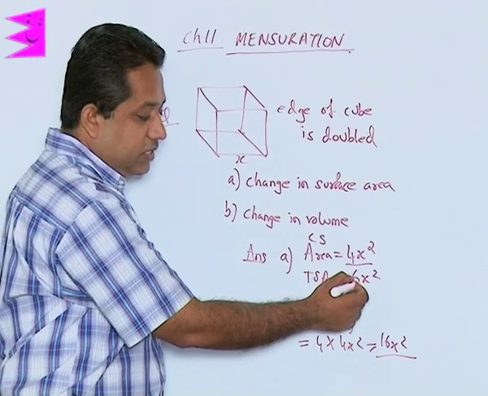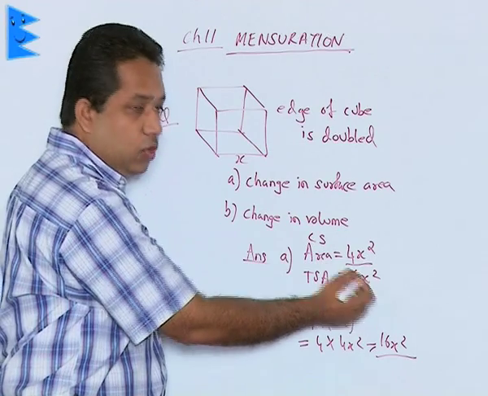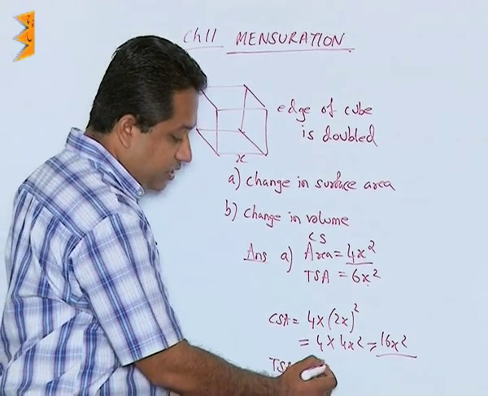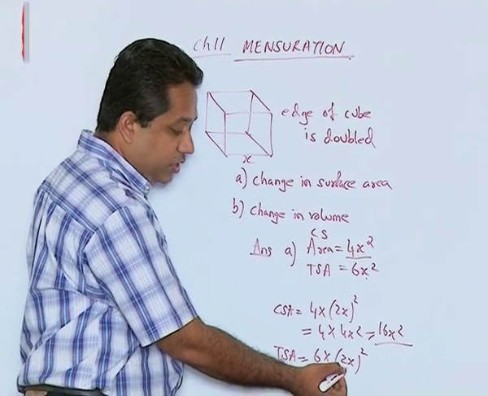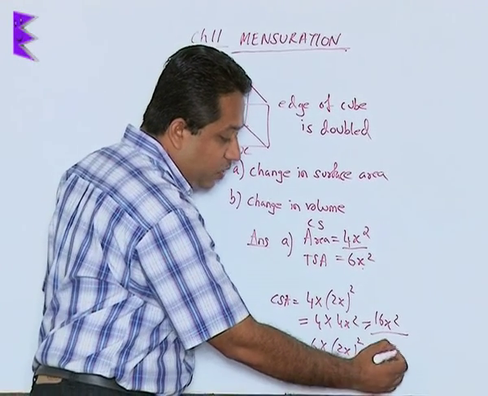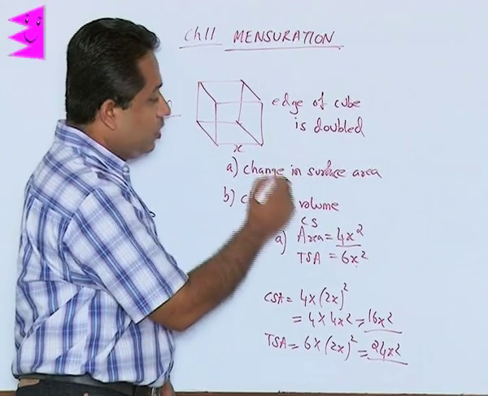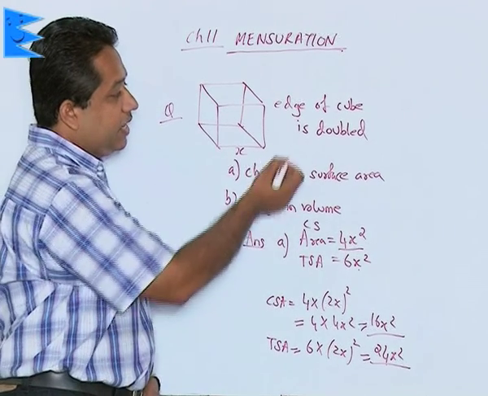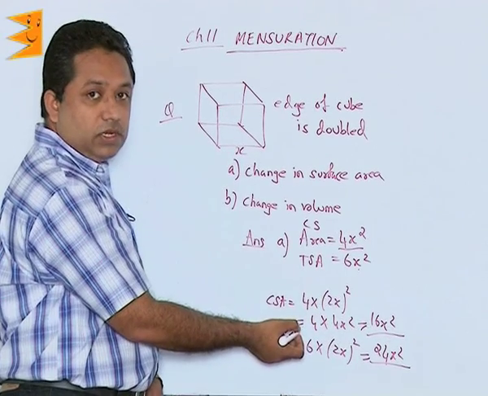Even if we do it here the same way, what is going to happen? 6 multiplied by 2x whole square, that is the total surface area. This will be 6 into 2x whole square. Now, 2x whole square is 4x square, 4x square into 6 we will get 24x square. So, again the area increases by 4 times. So, the first part of the answer, change in surface area, will be, we will say that if the edge of the cube is doubled, the area becomes 4 times of the original.